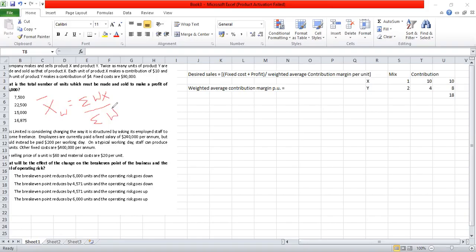If this is the formula, then this mix is W and contribution is the main variable X. So W into X is 10 and 8. We have calculated the sum total of that. Then we have to divide it by sigma W. How much is sigma W? Sigma W is 3. Do you see that?